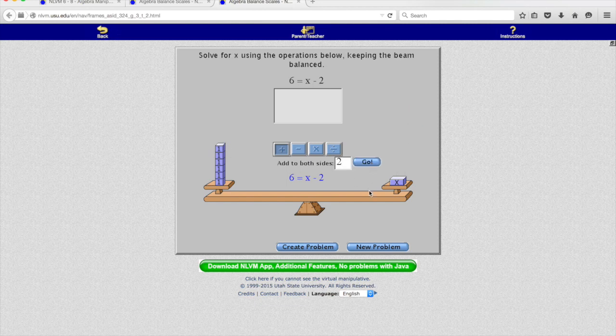So let's click go. My 2 balloons, the effect of those balloons disappeared, and I counteract the missing balloons. 2 tiles got added over here, and we get our answer: 8 equals x, or x equals 8. So this is the idea that we're going to try to work on today. And this gets at the idea that we always want to keep our equations balanced. You'll see something about that in the next slide.